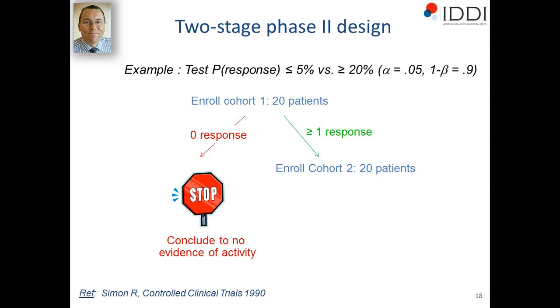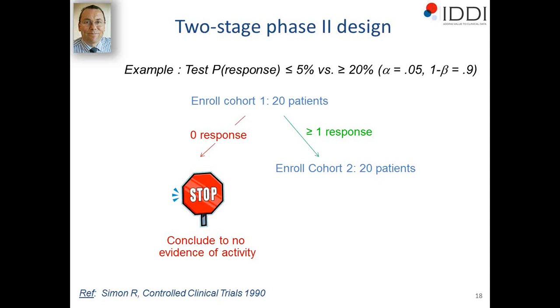So if we were to test these hypotheses, less than 5% versus more than 20% in a single-arm design, so it's not a comparative design, it's just a one-arm design where we test the response rate of the drug against specific thresholds, and with the error rates indicated here, 5% for alpha, 10% for beta.